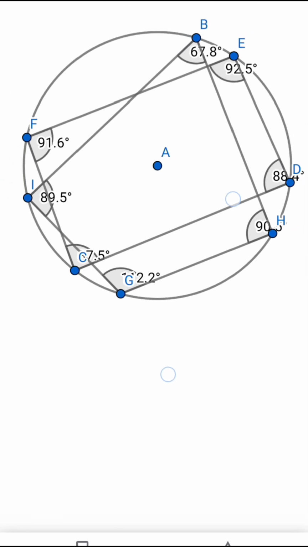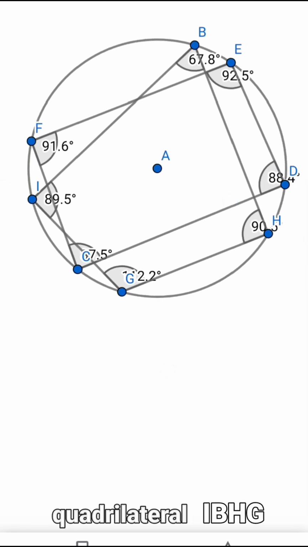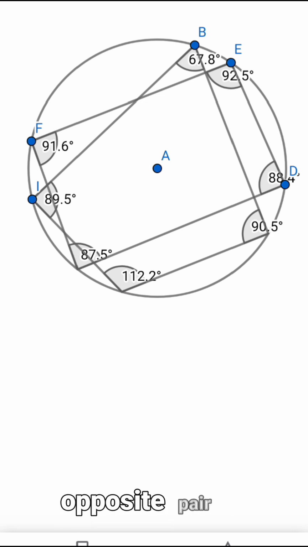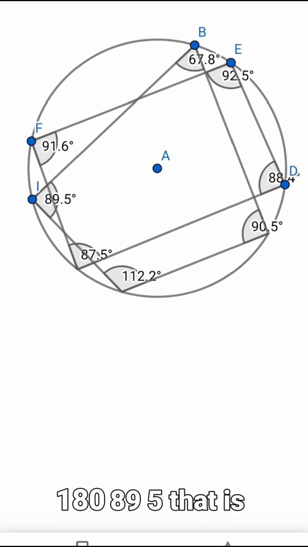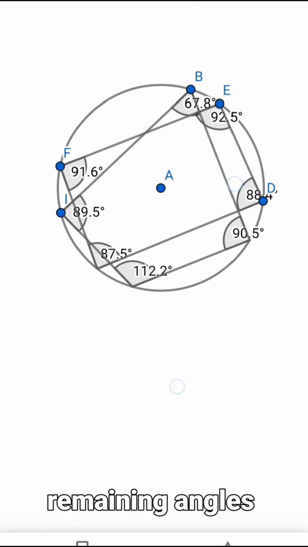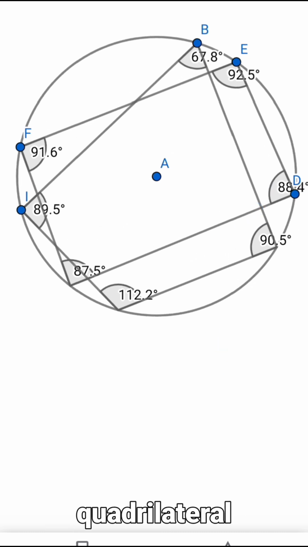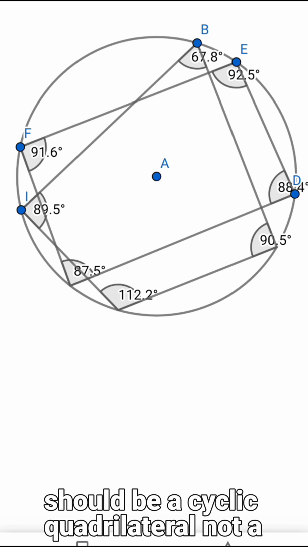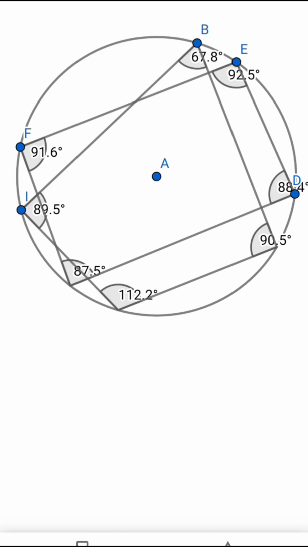in quadrilateral EDCF. Similarly, in another quadrilateral IBHG, angle I is given 89.5, then the opposite pair angle would be 180 minus 89.5, that is 90.5 degrees. This way you can find out all the remaining angles of a cyclic quadrilateral. But the condition is only that it should be a cyclic quadrilateral, not a quadrilateral only.